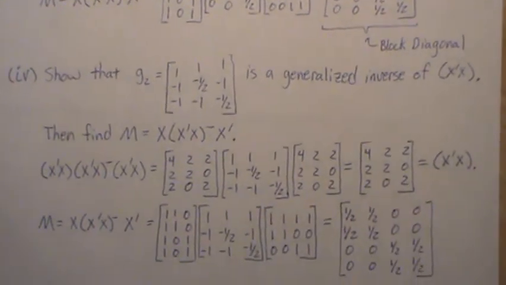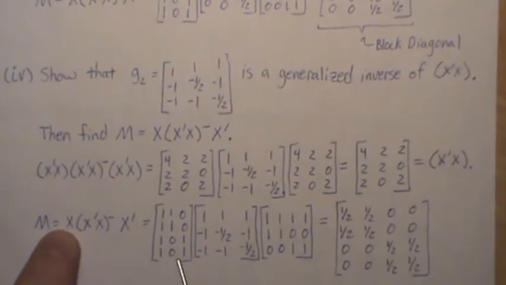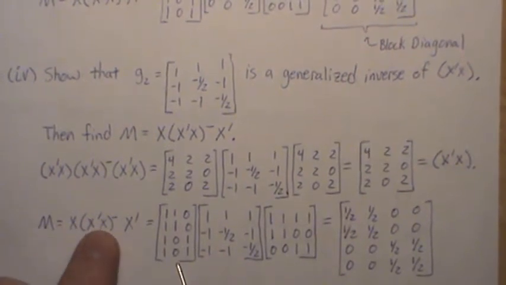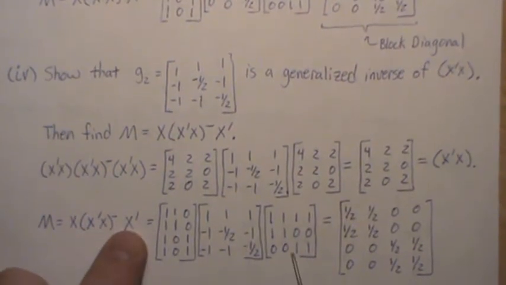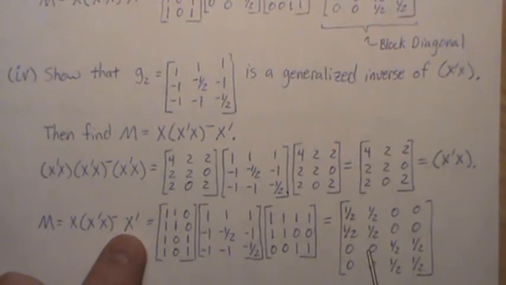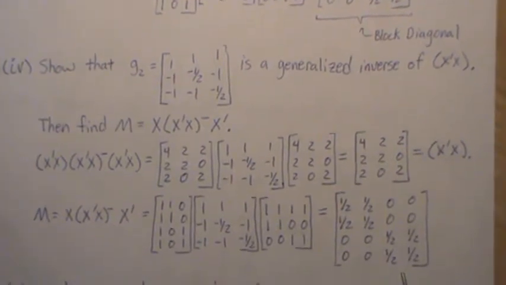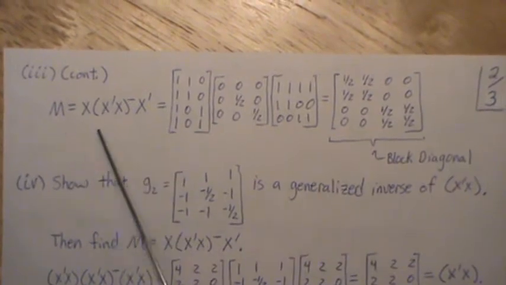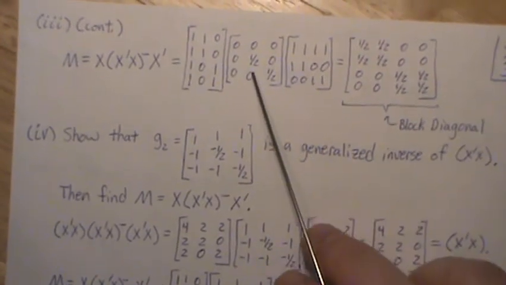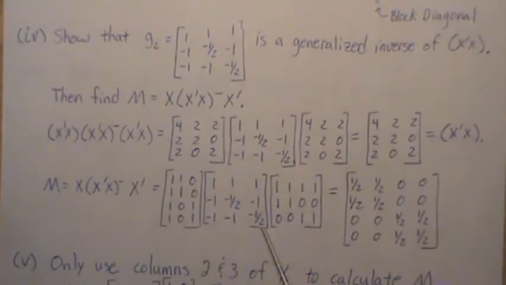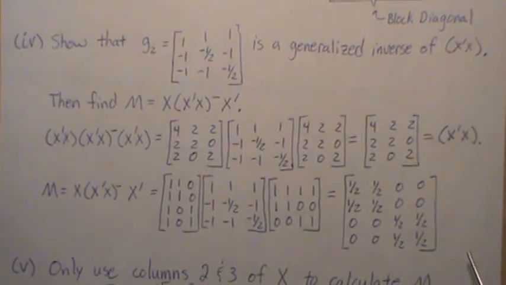So now when we calculate M, we have to do this. X is the design matrix, then the generalized inverse, which we're going to plug in as this next one, and the transpose of X is this. Do the calculation and we get this, and it's the same block diagonal that we calculated before. So even though we used a different generalized inverse, the perpendicular projection matrix is the same. And the theory tells us that they have to be, because perpendicular projection matrices are unique. And there we have it.